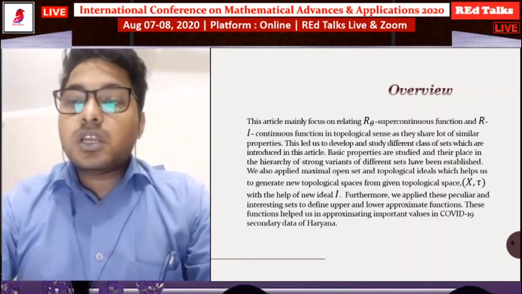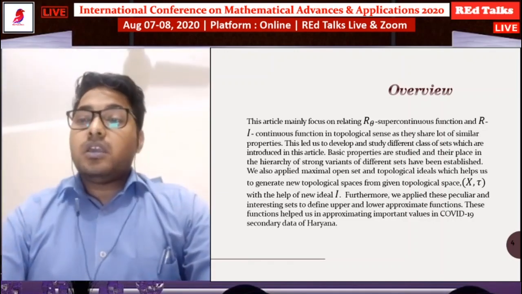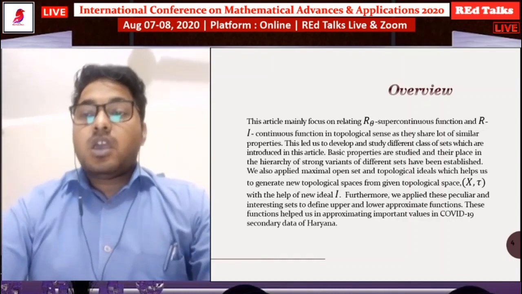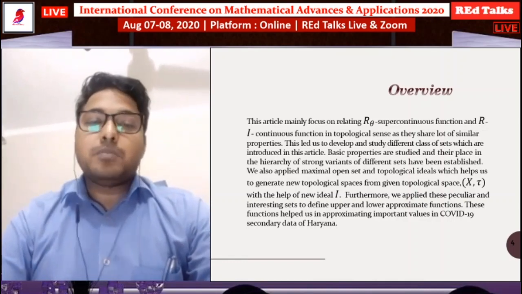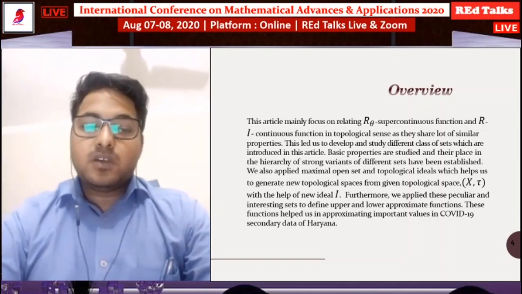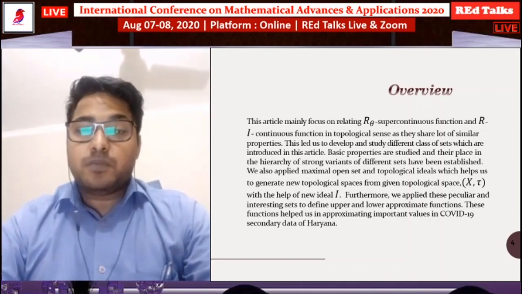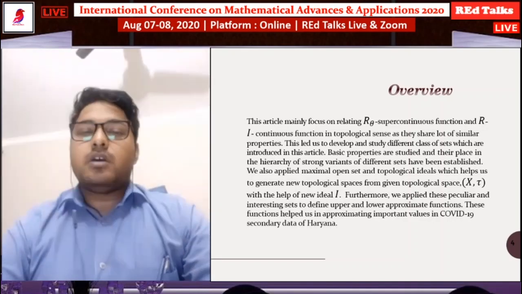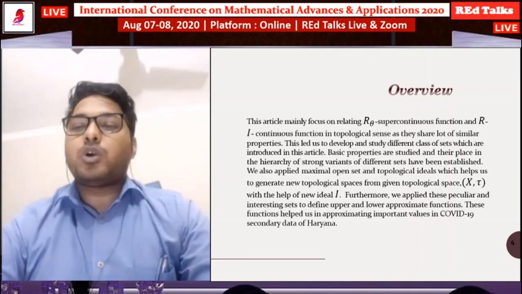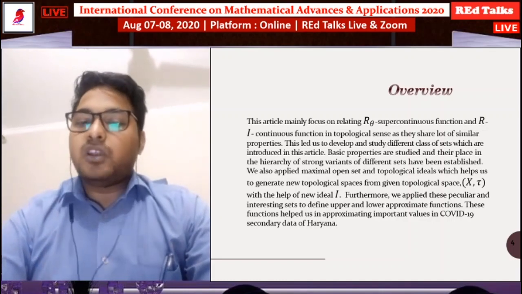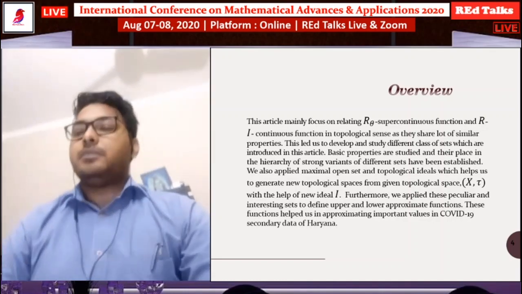Then we also study the basic properties and place them in the hierarchy of strong variants of different sets. We also applied maximal open sets and topological ideals, which help us generate a new topological space from the original ones with the help of the new ideal I. Furthermore, we applied these peculiar and interesting sets to define upper and lower approximate functions. These lower and upper approximate functions help us check the accuracy of the COVID-19 data in Haryana.